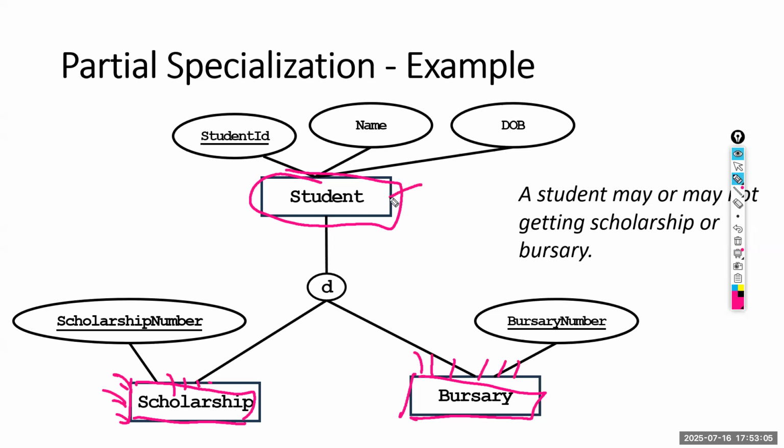So total means every student must be either a scholarship student or a bursary student. But if there are students who get neither scholarship nor bursary, then it is partial. That means you can have a student who does not belong to any of the special cases. That can be the case, right? There are some students who go to the universities and don't apply for a scholarship or bursary because they have enough money. Their parents can take care of their education. So then, of course, it is partial. Partial, no double line.